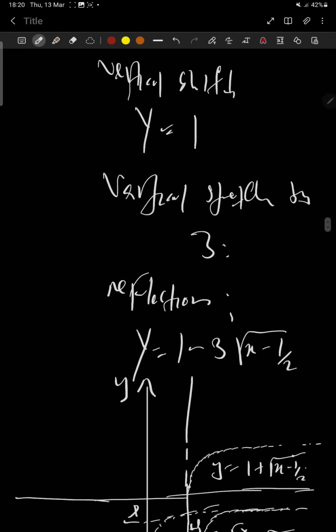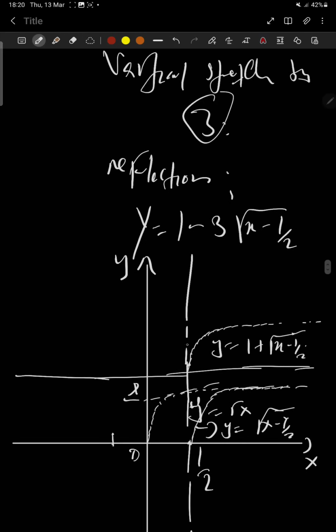Then you go to a stretch by 3. Since it's stretching, it will just be on top. It will be taller there, right? Like that. So this is y is equal to 1 plus 3. Notice it's plus, it has not yet reflected. Okay, now it has to reflect.